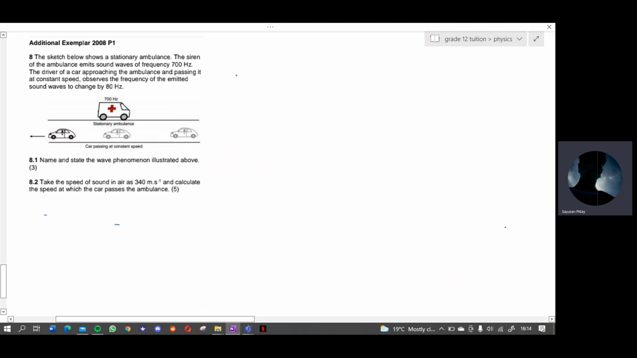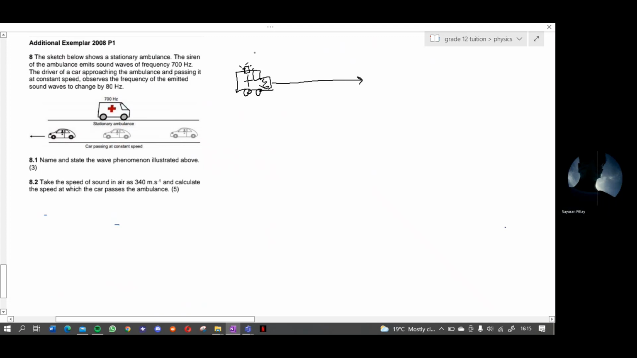So we have the stationary ambulance. I'm going to do my best to draw an ambulance. I'm not going to be very good at it, but it should be fine. That's an ambulance, don't judge me. Put a big nice cross there, and a siren. And the ambulance is emitting the sound, and it's going to reach this car according to the question. The siren emits frequencies, etc. The driver of a car is approaching the ambulance, so the driver approaches the ambulance in a nice car. That's the best I can do.